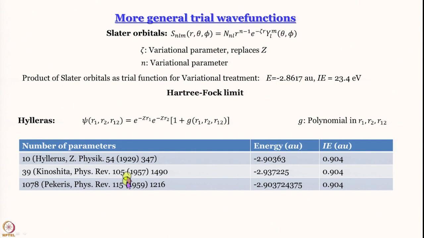Then Kinoshita in 1957 published this result with 39 parameters and you get minus 2.937225 for energy, in atomic units, ionization energy remains 0.904. Pekeris used 1078 parameters, that means 1078 terms, and published this result in 1959. You see this huge increase in the number of terms and the improvement is there, right. I think I missed a 0 here, I am sorry about that. It is not minus 2.937225, it is minus 2.9037225. Okay. So, you get something like this.